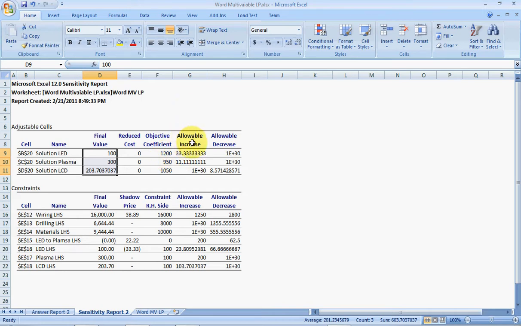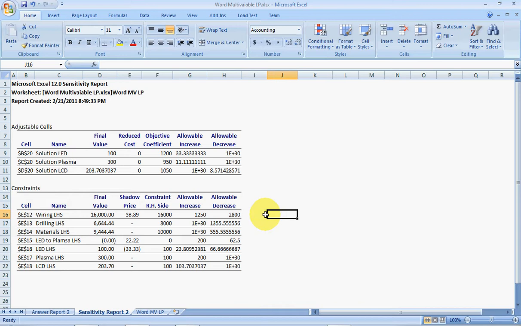And the allowable increase is so that we wouldn't need to rerun the model. So we could produce this 33 more LED TVs without having to rerun the model. And those are for each of our variables. So our adjustable cells are variables. So in our constraint, it's kind of the same thing.